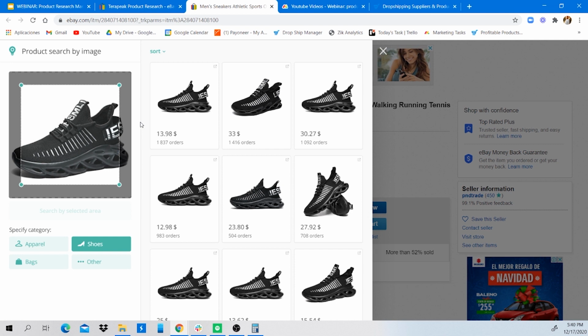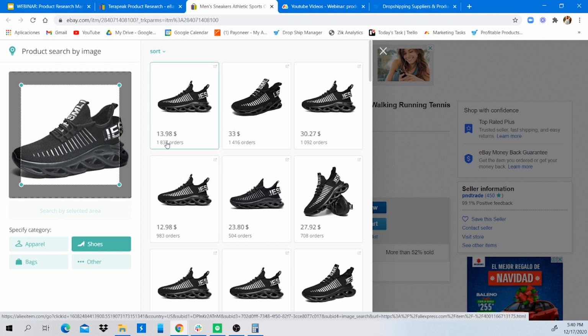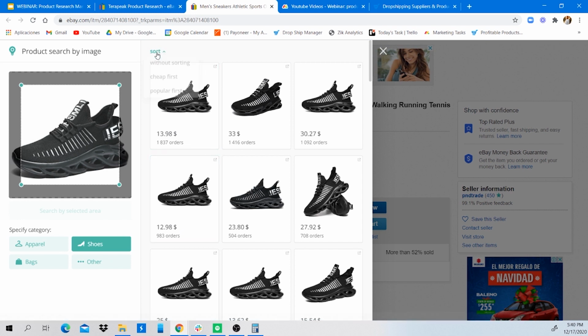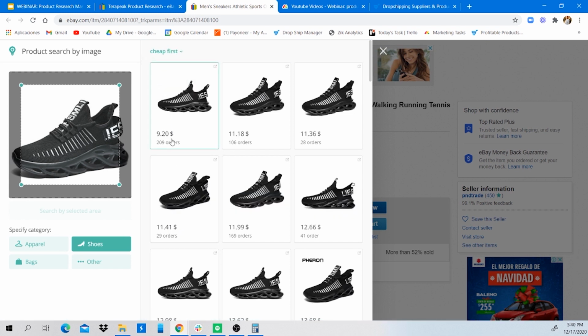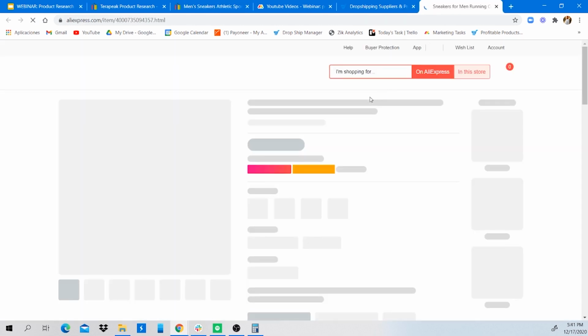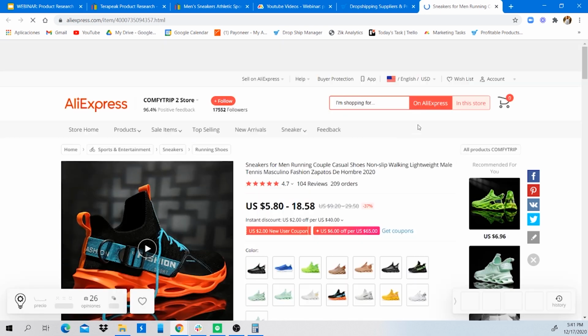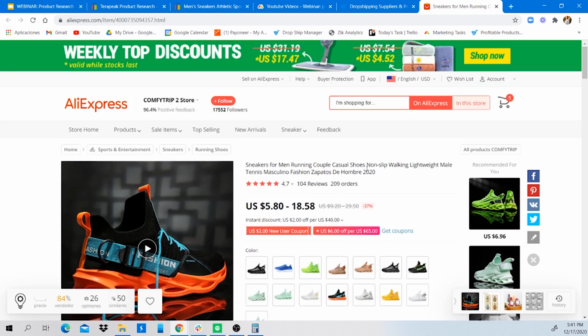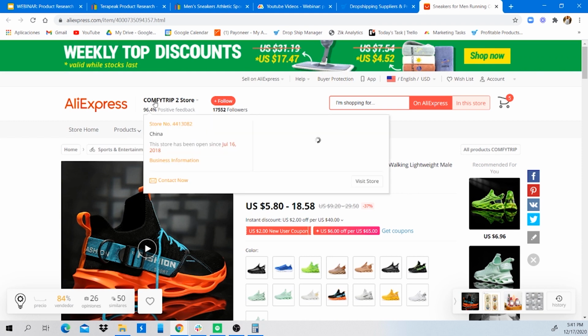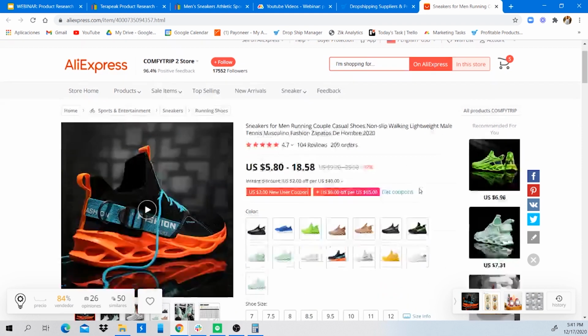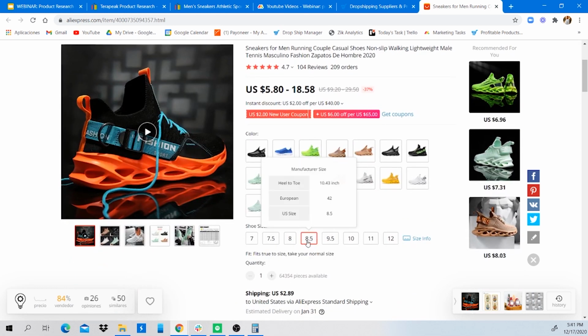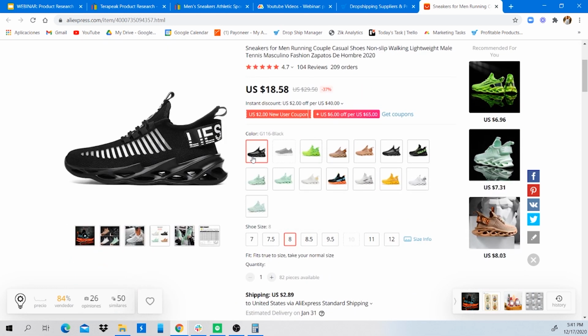You have the same product from different suppliers and different prices. So you can find products from $13.98, $12.98. You can even sort by the cheapest one. This one over here has more than 100 orders, $9.20. Hit on that. Let's see over here, 4.7 star rating, very good. 84% seller ranking, not that bad. 96.4% positive feedback, awesome. And there you have different sizes. We have 8, that's what we chose, color black.